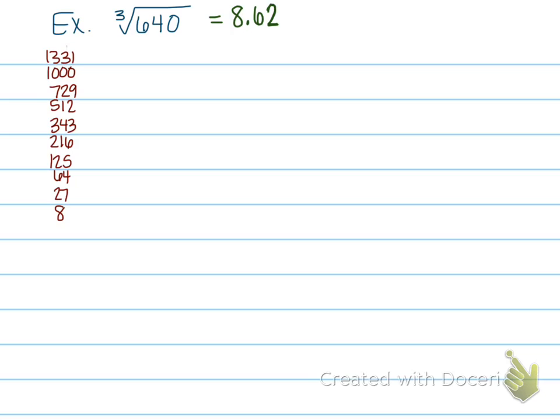Because it's not a perfect cube, I need to simplify using my list. My list is already written out for you. I'm going to see where 640 fits in. It fits right between 729 and 512. So I'm going to start dividing at 512, and I'm going to keep dividing until I get a whole number.